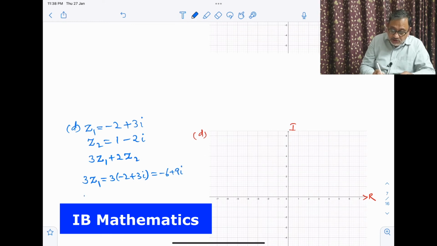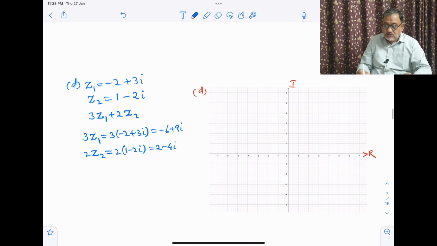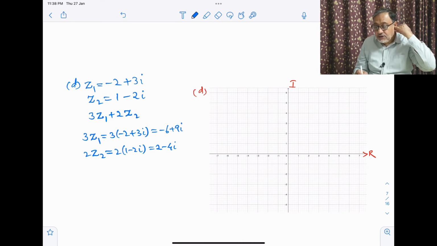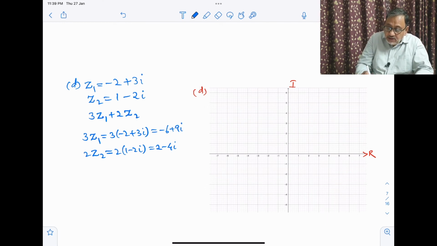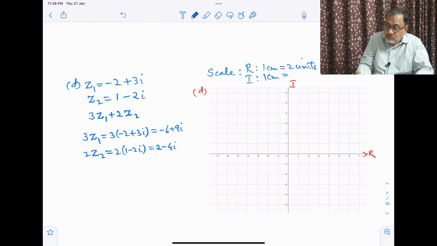And 2Z2 will be 2 into 1 minus 2i, which will be 2 minus 4i. Now look here, negative 6 plus 9i. 9 is not there on my graph, so I'll change my scale for this. I'll write here scale for real axis: 1 centimeter represents 2 units. And for the imaginary axis also, 1 centimeter represents 2 units. Then we can easily locate it.